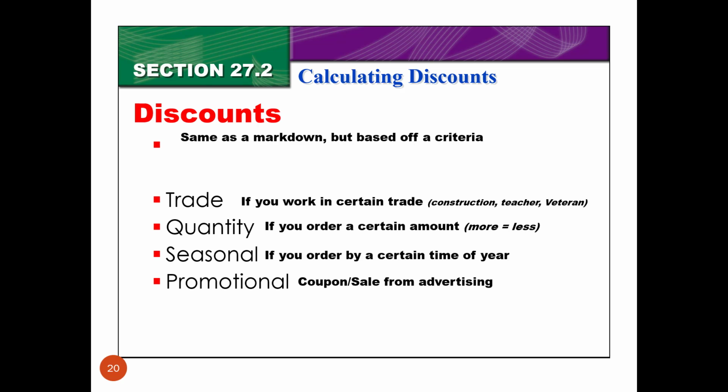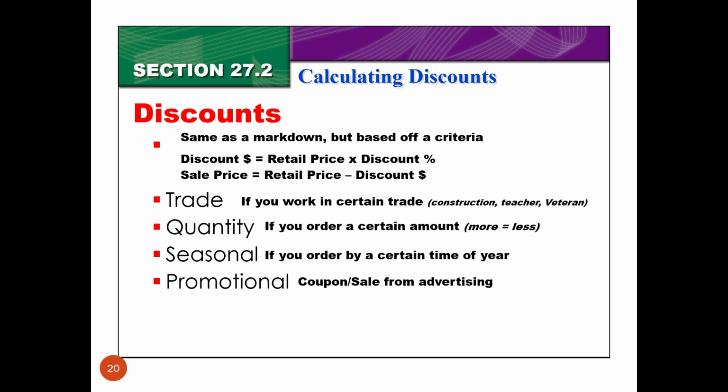Like I said, discounts are the same mathematically as a markdown. So really all you're doing is you're taking your retail price, multiplying it by the discount percentage, and that will give you the actual dollar amount that you're discounted. So once you have the dollar amount that you're discounted, you're going to subtract that from the retail price to figure out what you actually owe or what the total sale price would be.